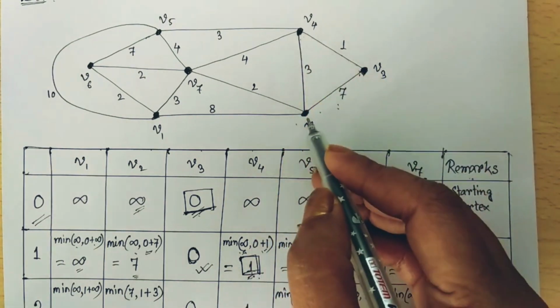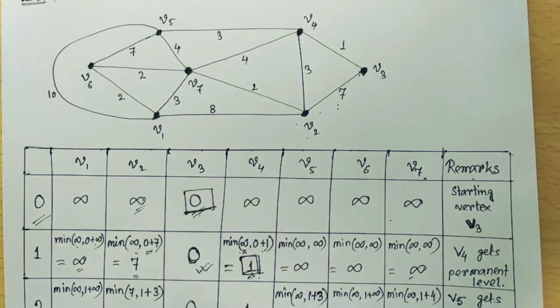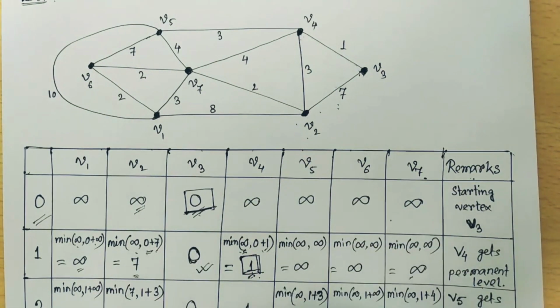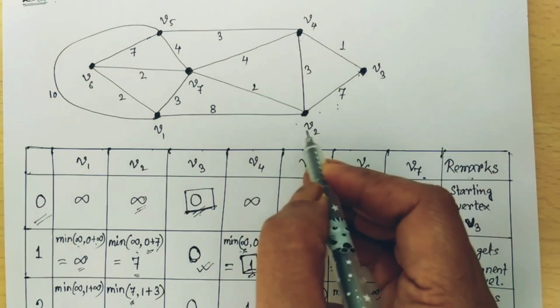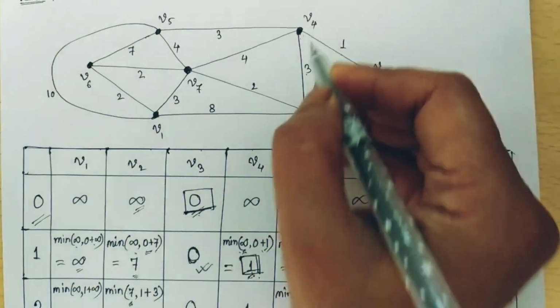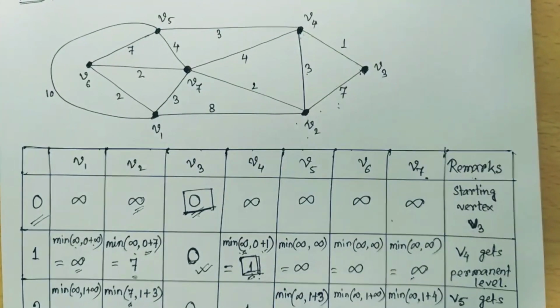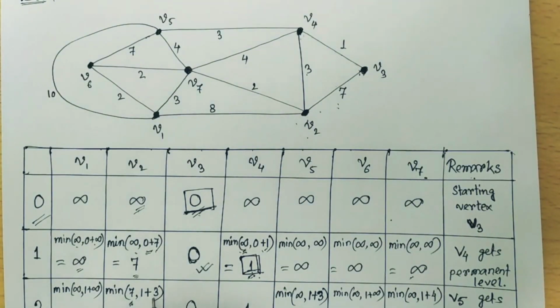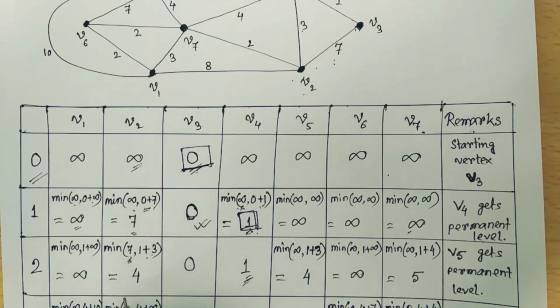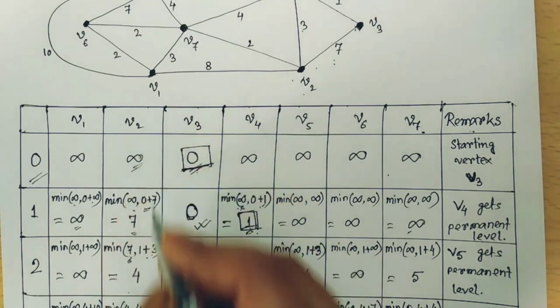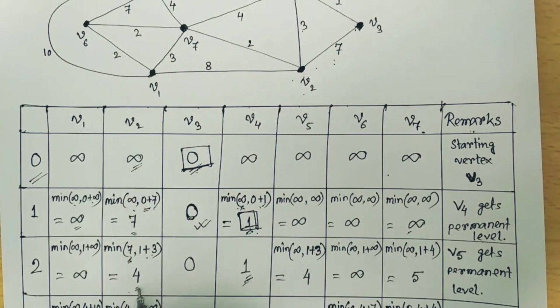So now V4 is connected to V2. V4 has the labeling value 1. The previous value for the label of V2 is 7. Now it is 1 plus the weight from V4 to V2, which is 3. So 1 plus 3 means 4. So 7 is the previous, the new is 4. Among these two, the minimum value is 4. So the minimum labeling value for V2 is 4.